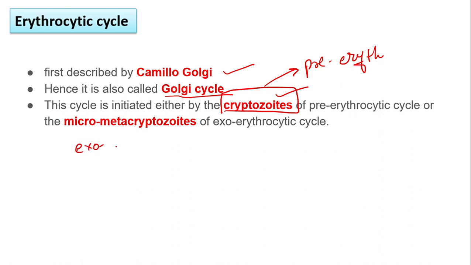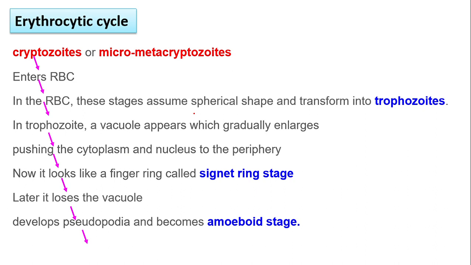और हमने एरिथ्रोसाइटिक साइकिल में डॉटर सेल जो बनाया था वो क्या बनाया था? माइक्रो एंड मेटा बनाया था, जिसमें माइक्रो इज गोइंग टू इन्फेक्ट द आरबीसी. सो व्हाट आर द टू इन्फेक्टेड स्टेज फॉर एरिथ्रोसाइटिक? दैट इज क्रिप्टोजोइट एंड माइक्रोमेटा क्रिप्टोजोइट. सी हियर, क्रिप्टोजोइट और माइक्रोमेटा क्रिप्टोजोइट इज गोइंग टू एंटर इनटू आरबीसी.